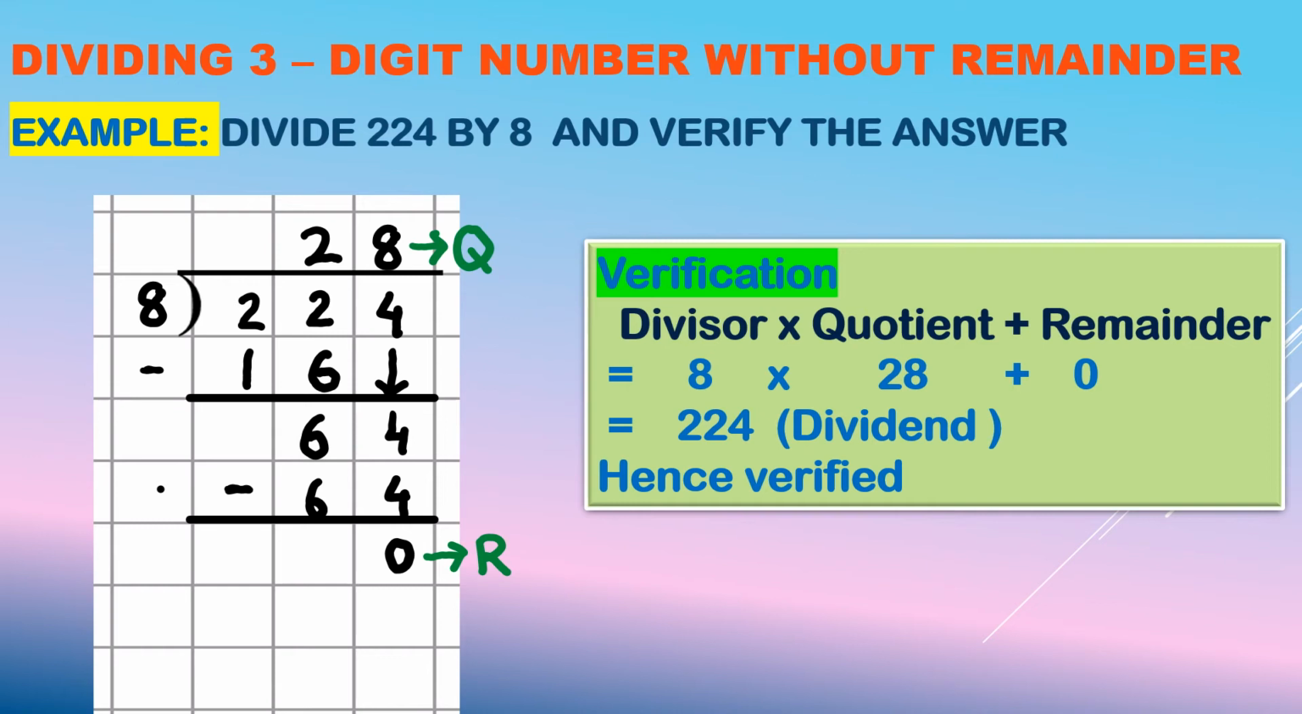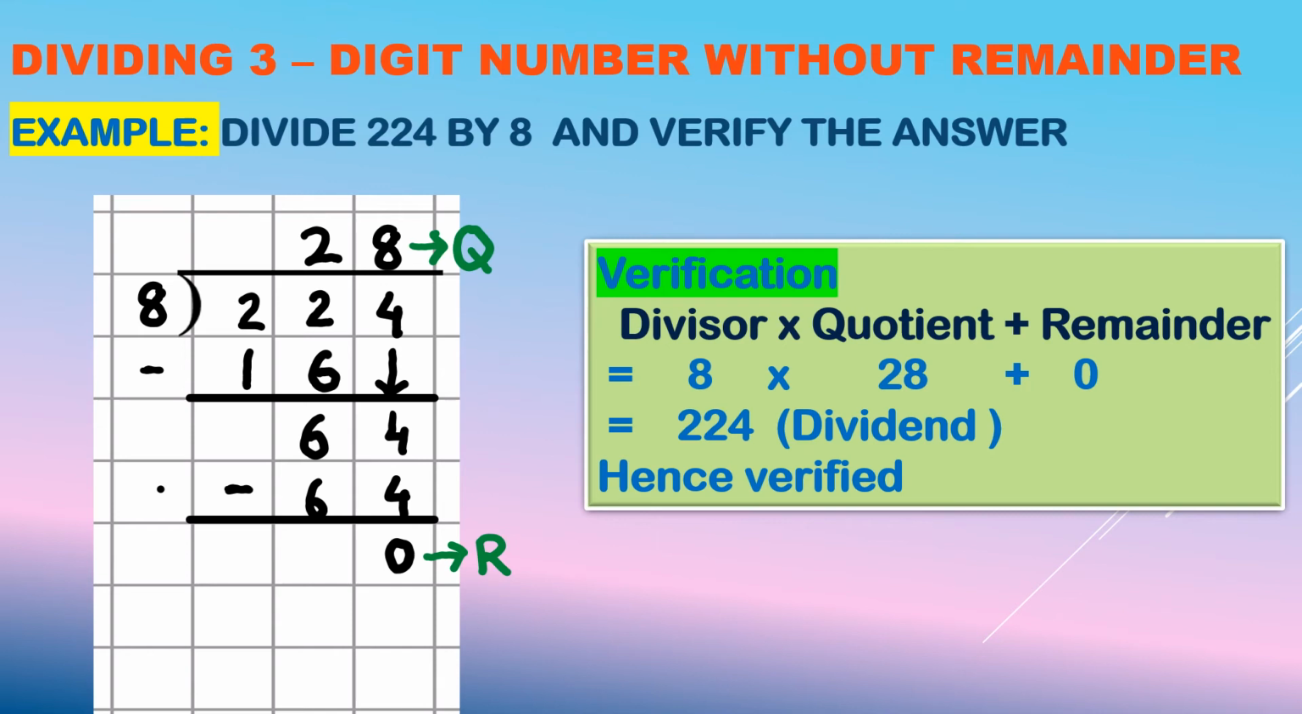Step 2. Bring down 4 alongside the 6 tens. So new dividend is 64. Divide 64 ones by 8. 64 divided by 8 equal to 8 ones. Write 8 in the ones place in the quotient. Here the remainder is 0. Hence, quotient is 28 and remainder equal to 0.